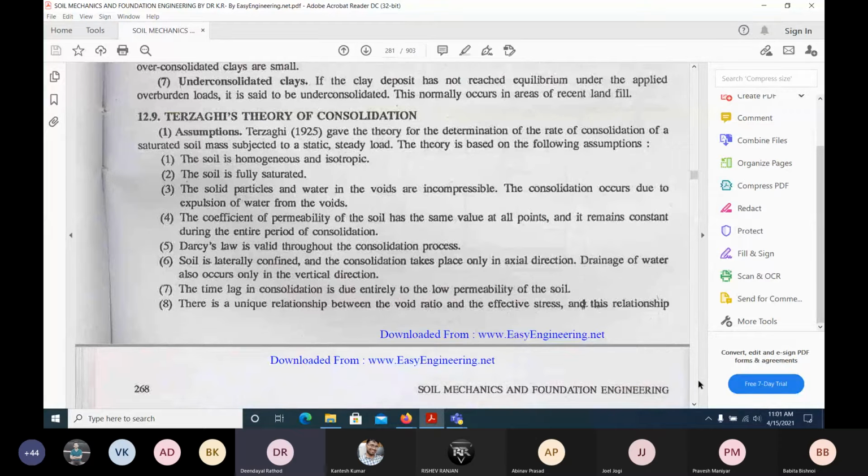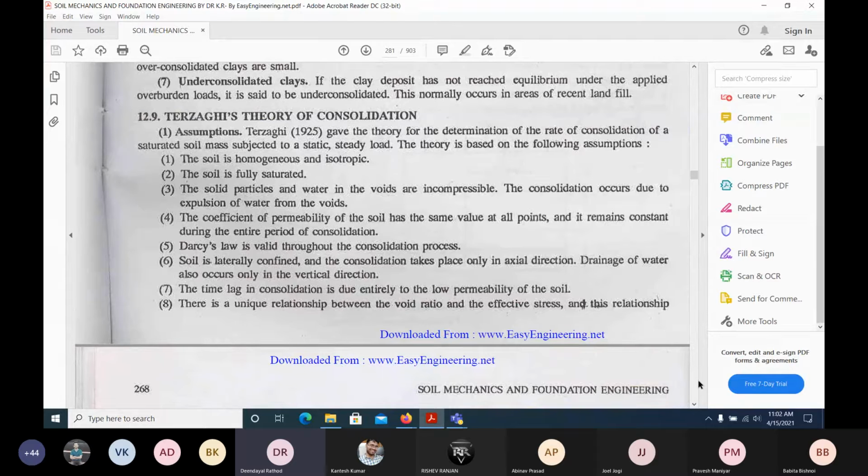Then the soil is laterally confined and consolidation takes place only in the axial direction. That means only one direction. Drainage of water occurs only in the vertical direction. We assume that this expulsion of water takes place in the axial direction.